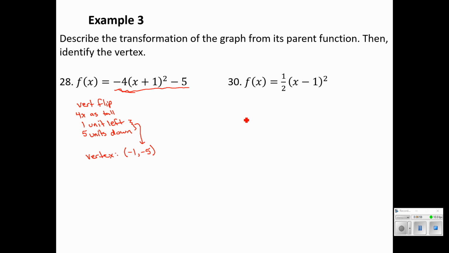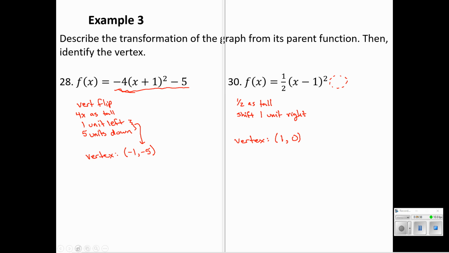All right, for number 30, we've got half as tall, or a vertical compression, and then a shift of 1 unit right. That would make our vertex the point where we went 1 unit to the right, positive 1, away from the origin, and then we didn't move any amount up or down. There's no k value here. We could assume that to be a plus 0. There was no change in height, no change in y. Cruising right through this lesson.